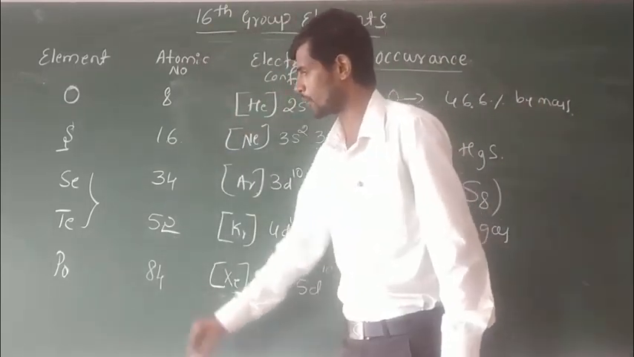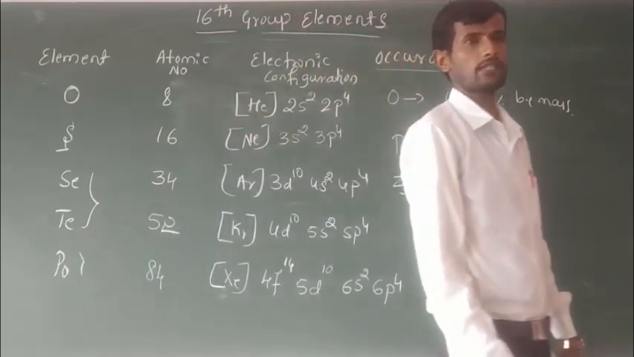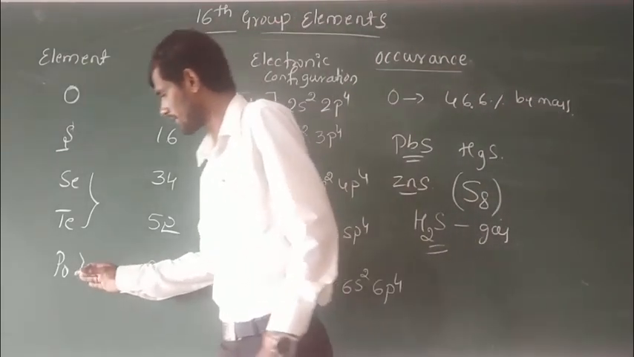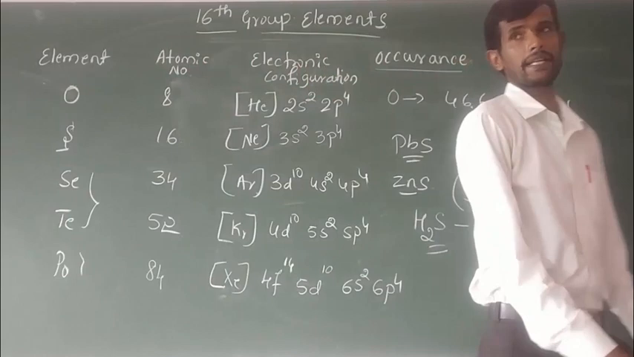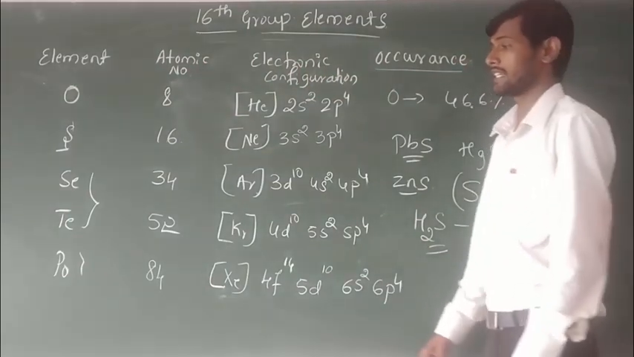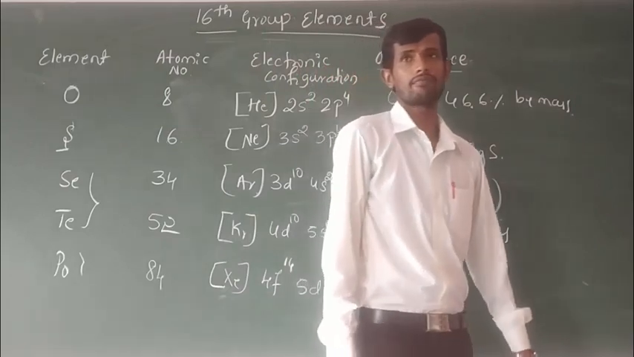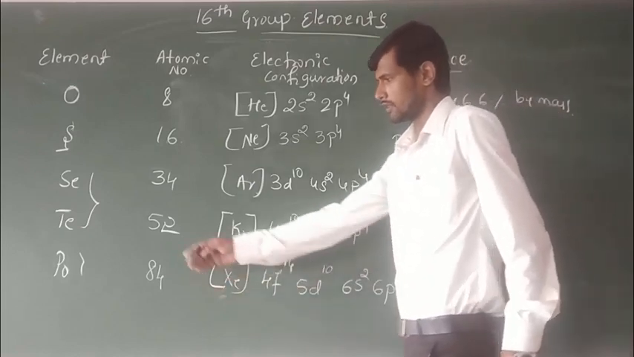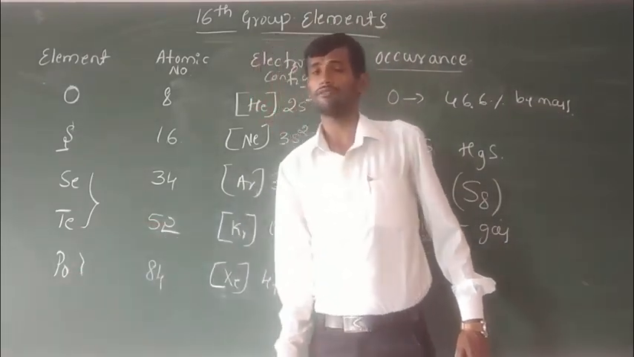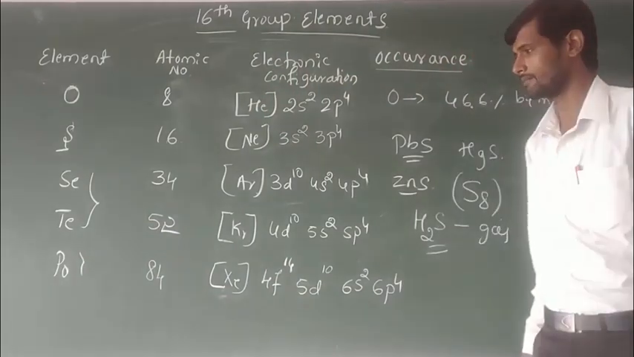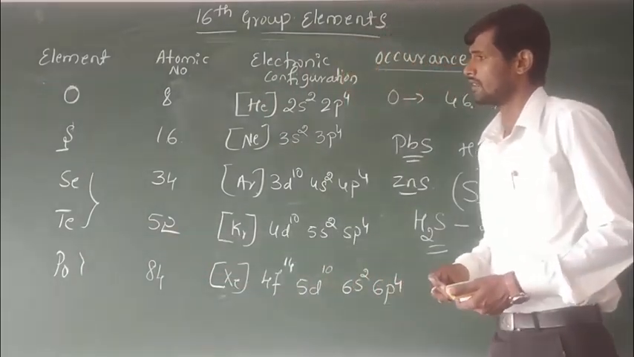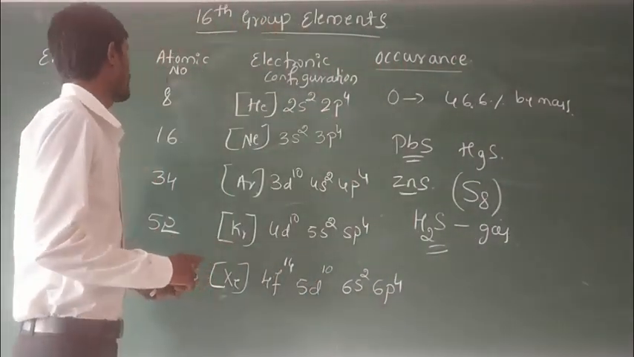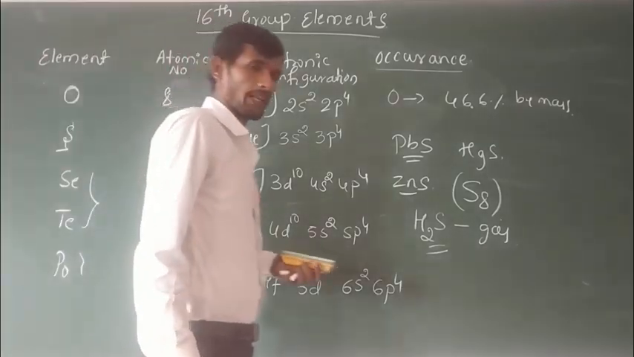Next, another one, polonium. Yes, polonium is one of the radioactive elements which has a half-life period. Usually, it is obtained by the decay of thorium and uranium. The decay product of thorium and uranium is polonium. Yes, this is about the simple occurrence of the 16 group elements.